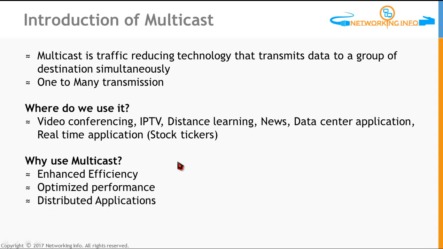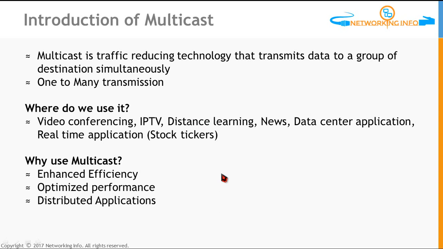The third advantage of using multicast is distributed applications. You can have an environment in the network where one application can be distributed in a group. One application can be the server application and all the remaining applications can be the client versions, and the server version can feed all the client versions using a single stream.